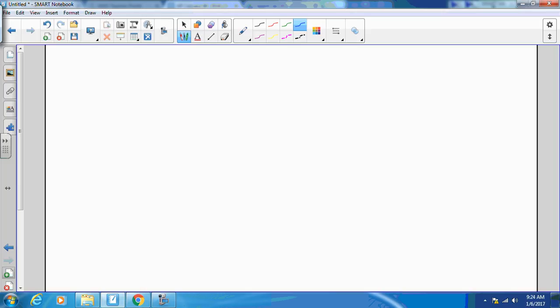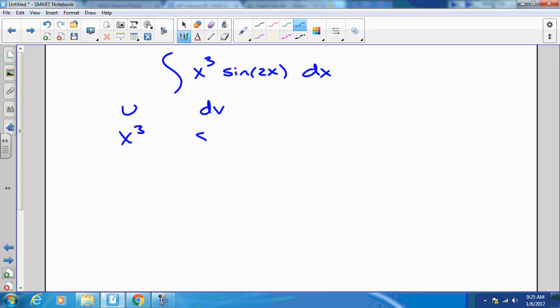So let's consider how this would work out with something like this. Before I ever consider parts, I consider substitution. No, not going to happen. So I can look ahead and see that if I do parts, I'm going to end up doing it multiple times, right? I'll do the table. Yep. So we're going to set up a table. We're going to start with our positive sign right here.